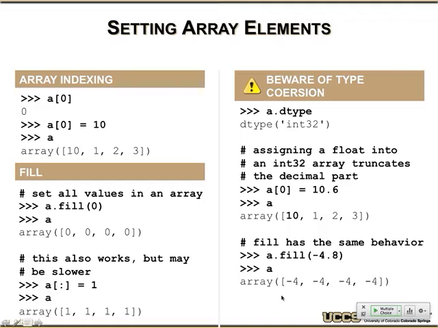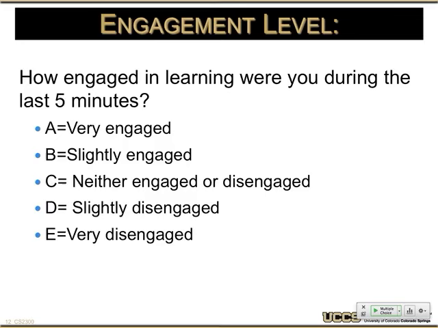Fill has the same behavior. So once it's an int32 array, assigning does not change things. This is probably one of the bigger differences between arrays and lists. They behave very differently with respect to that.